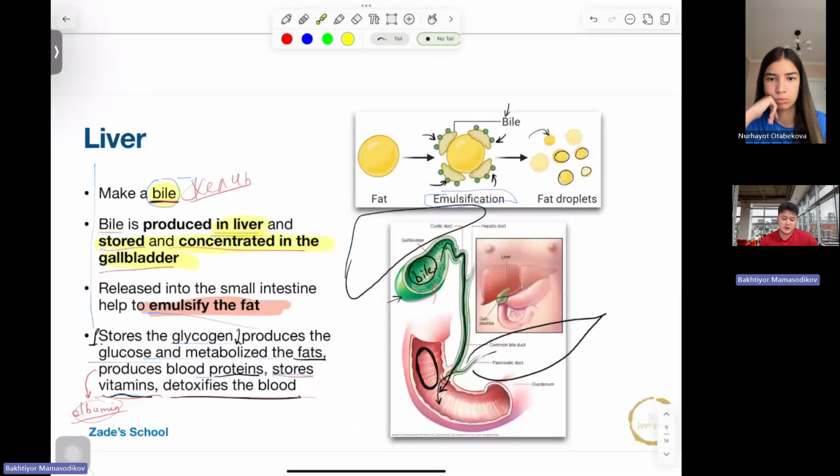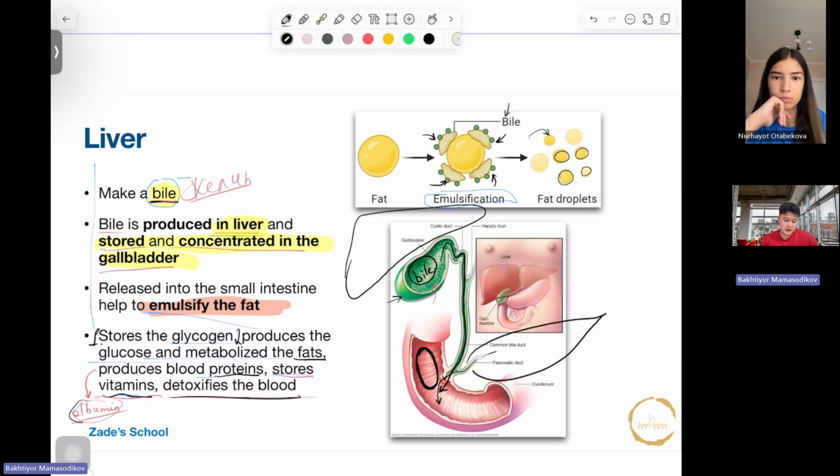Another function of the liver is to store glycogen. As I said previously, glucose is stored as glycogen in the liver and the muscles. It produces the glucose, okay? It produces the glucose with the hormone called glucagon, which is secreted by alpha cells in the pancreas. And it metabolizes the fats, okay? It produces the essential blood protein called albumin, okay?